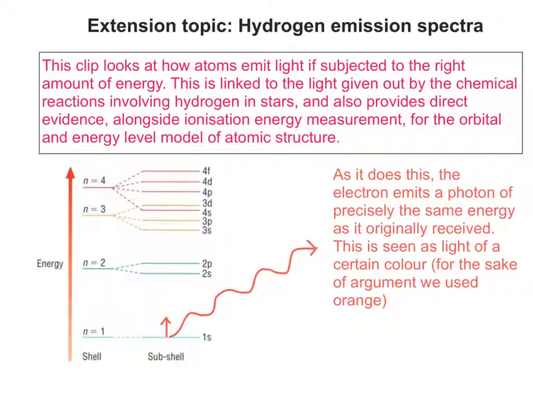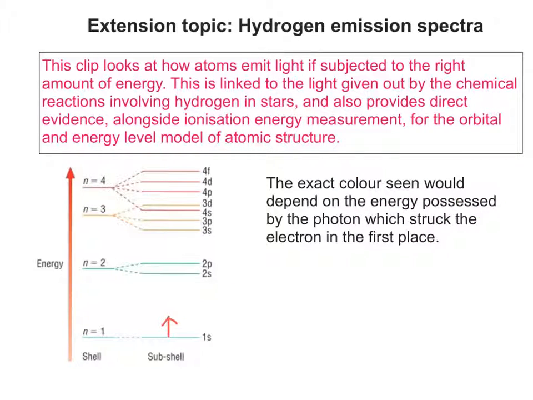As the electron returns to its ground state, it gives out a photon of precisely the same energy as the energy possessed by the photon it originally received a split second ago. This photon is then picked up as light. We used orange for the sake of argument, but the exact colour seen would depend on the energy possessed by the photon which struck the electron in the first place.